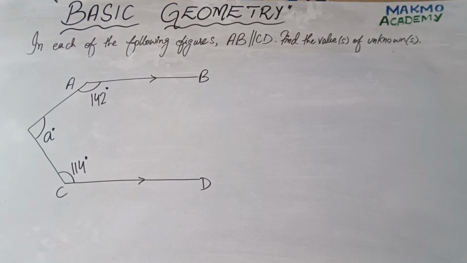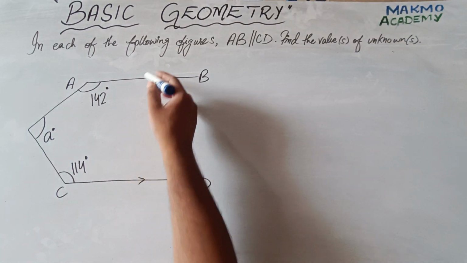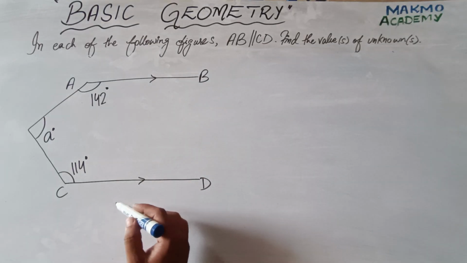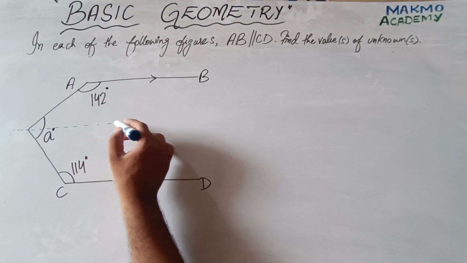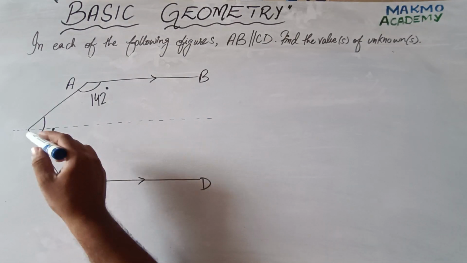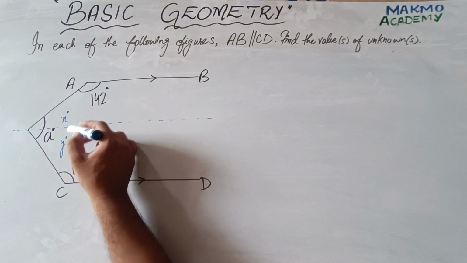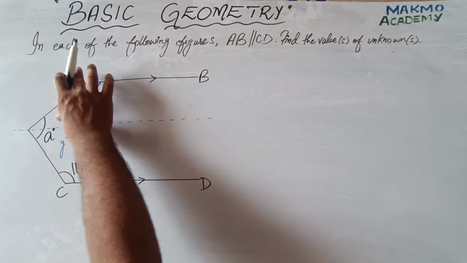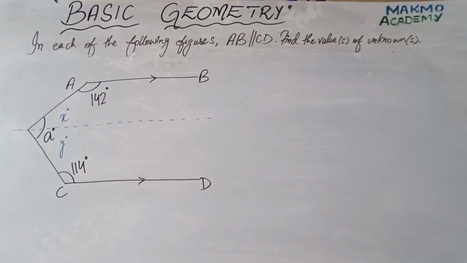Now there is a very simple technique. We just need to construct a line parallel to line AB and CD. We construct another line and break this angle into two halves. Angle A we are breaking into X degrees and Y degrees. Take help from any variable; I am taking X and Y. Now what will happen by doing this?